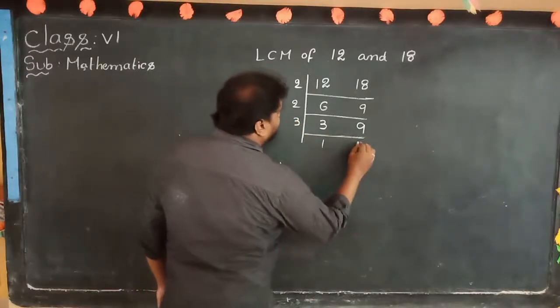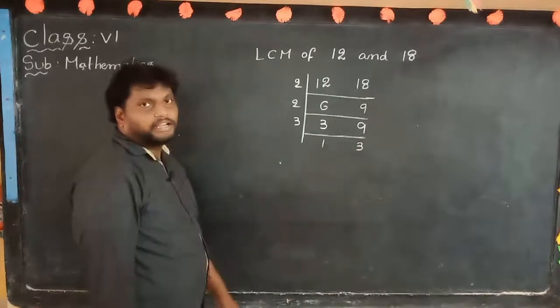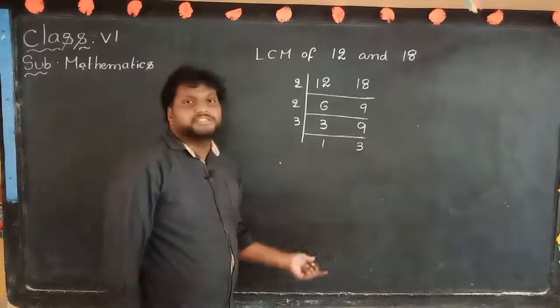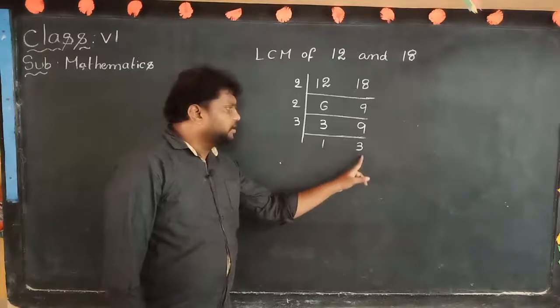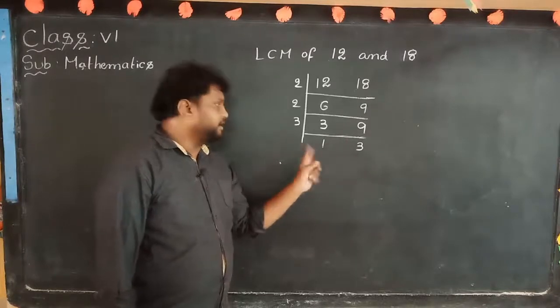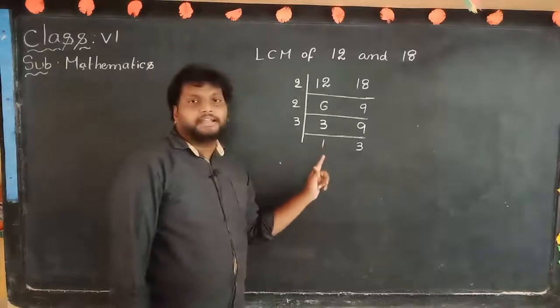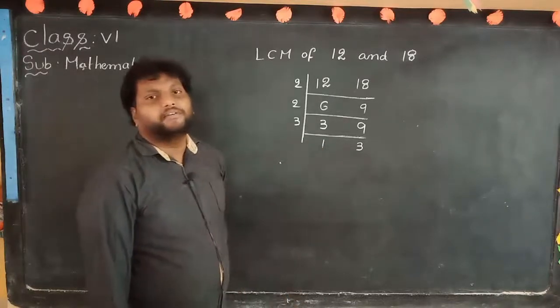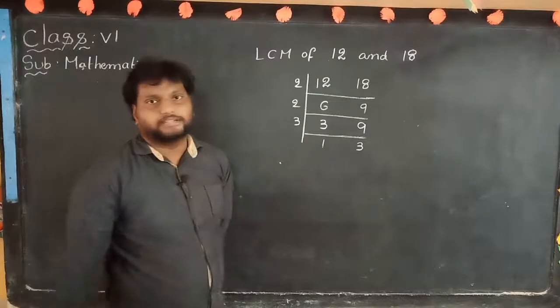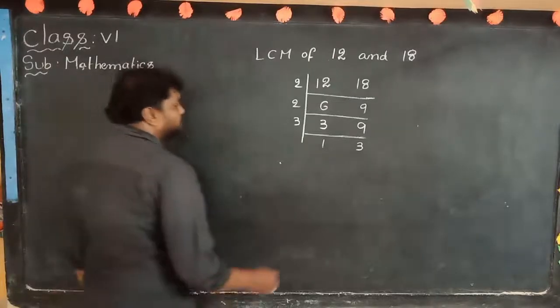3 ones are 3, 3 threes are 9. Then the process will end. Why? Because here we got a prime number and 1. Like that, one more 3 will be here, then we take 3 ones are 3, 3 ones are 3. This is the process.